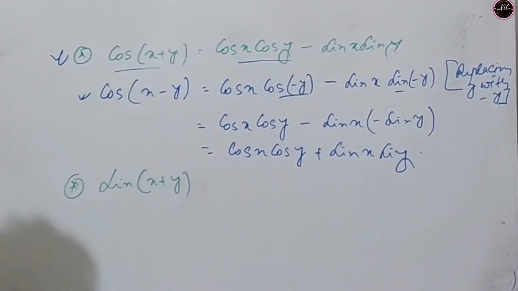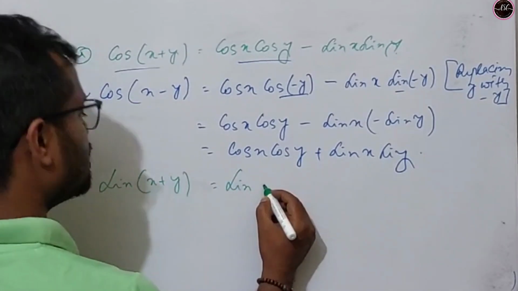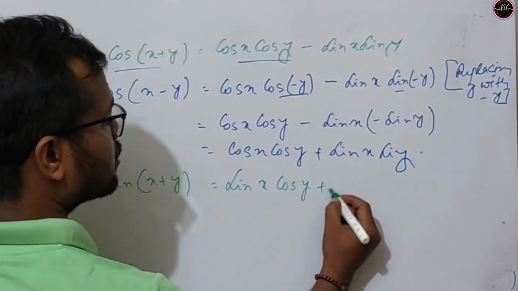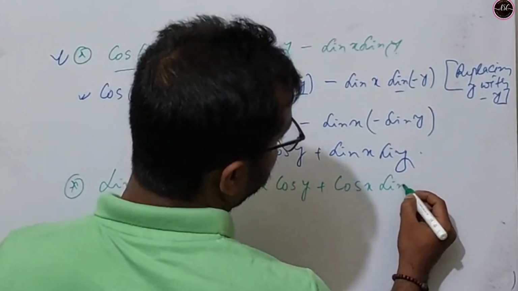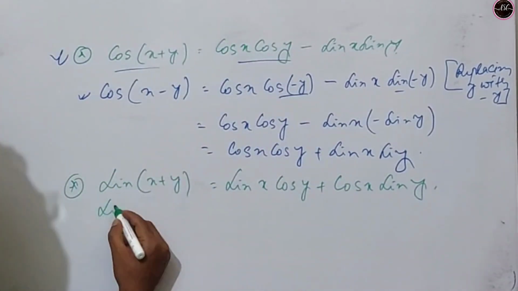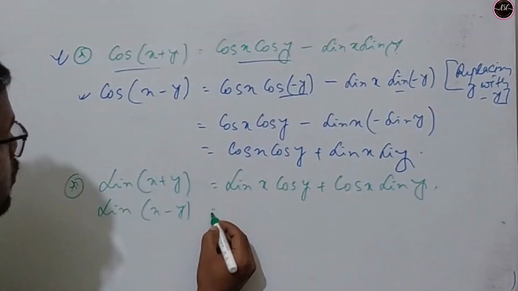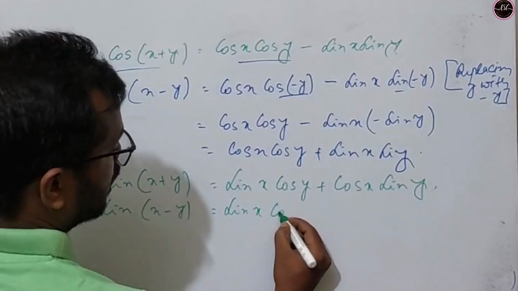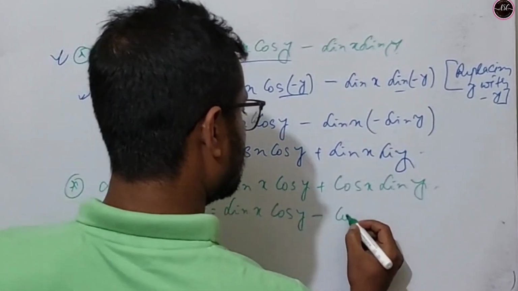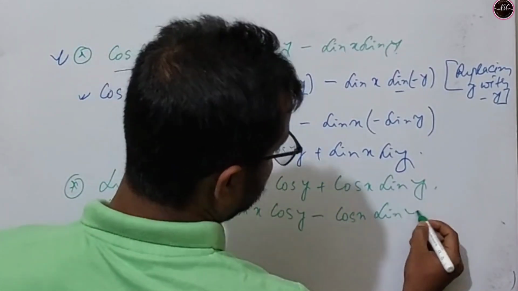Here the formula will be sin x cos y plus cos x sin y. And sin of x minus y equals sin x cos y minus cos x sin y.